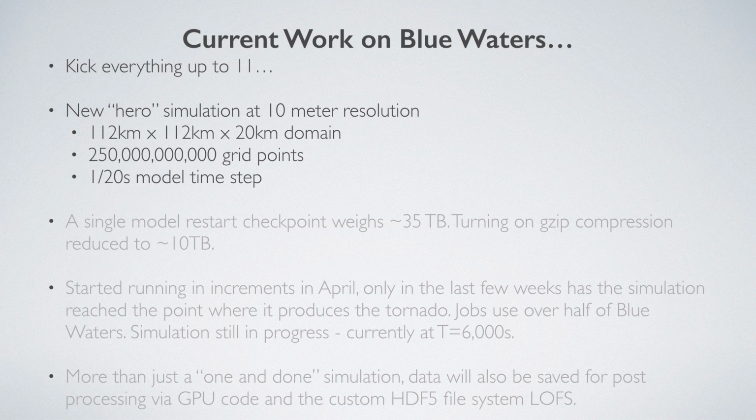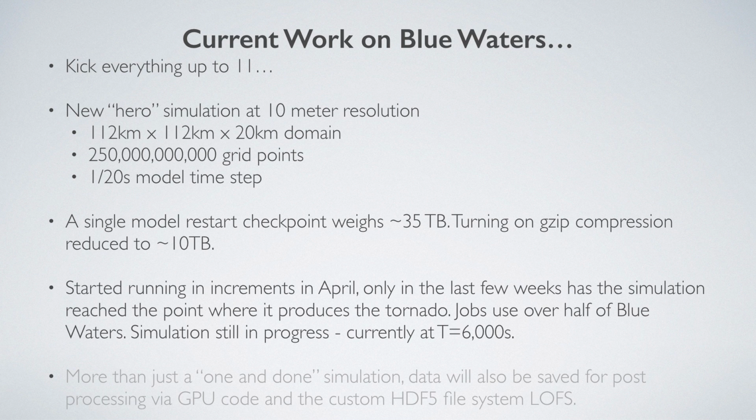about 250 billion grid points, 1/20th of a second model time step, and a single restart checkpoint was weighing about 35 terabytes on the disk. So turning on some compression, we were able to make the run go further out and save more of the data that way. But we can't use any lossy compression with the restart checkpoints. We started running it in April. We're only about out to 6,000 seconds of the simulation.